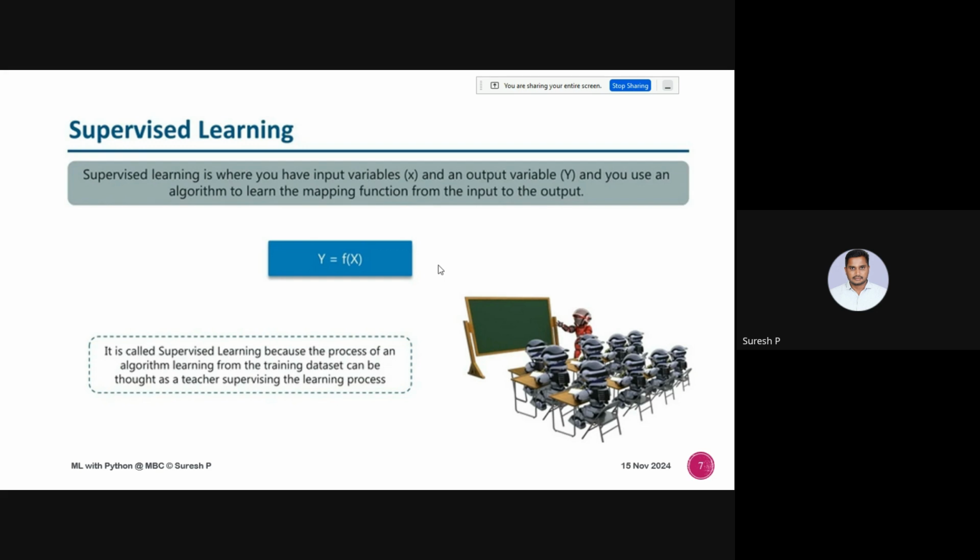So the supervised learning algorithm will have the input variables and also the output variable. During the training phase, the supervised learning algorithm will identify the mapping function, so that it will map the respective input to the output.